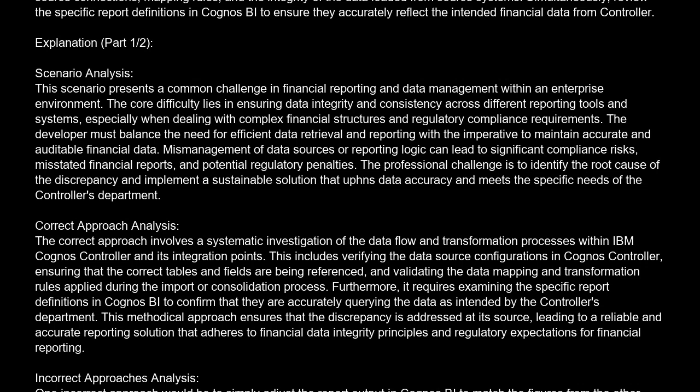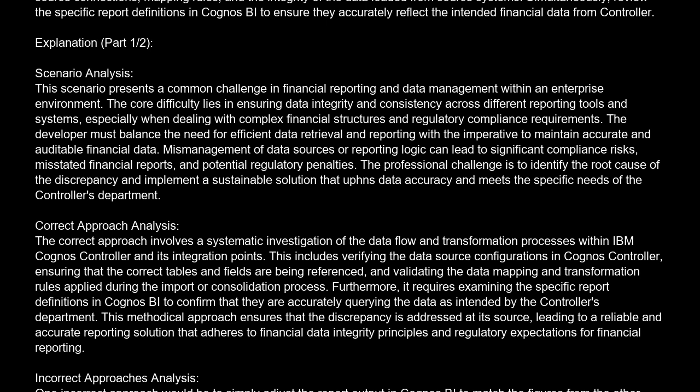The correct answer is D. Conduct a detailed audit of the data import and consolidation processes within IBM Cognos Controller, verifying data source connections, mapping rules, and the integrity of the data loaded from source systems. Simultaneously, review the specific report definitions in Cognos BI to ensure they accurately reflect the intended financial data from Controller.